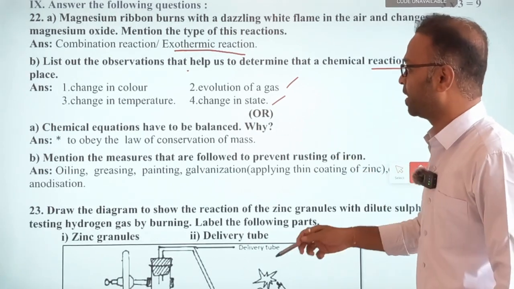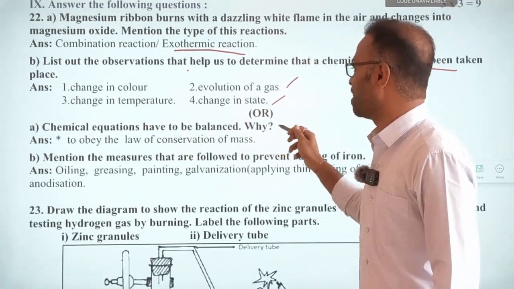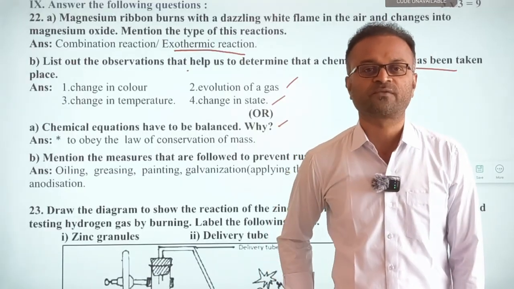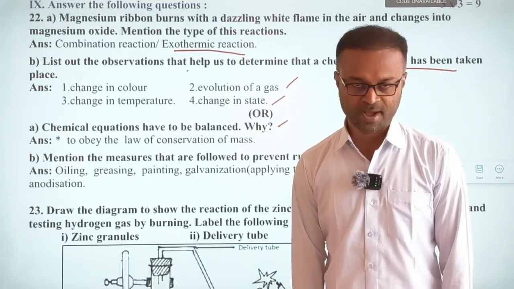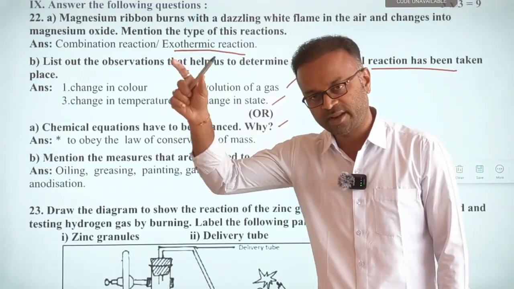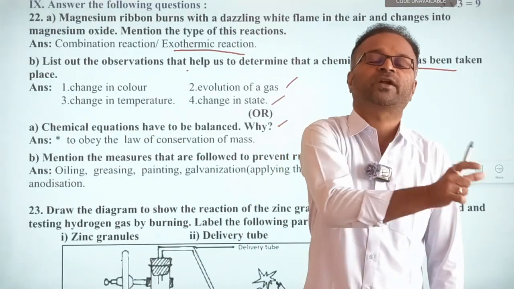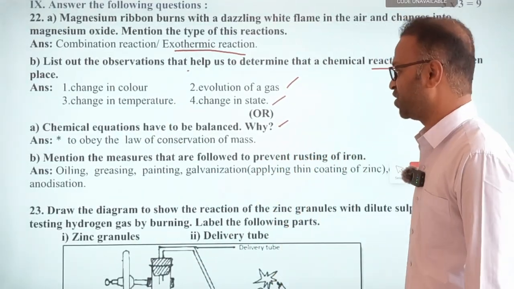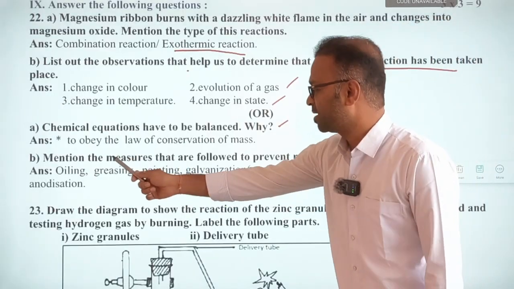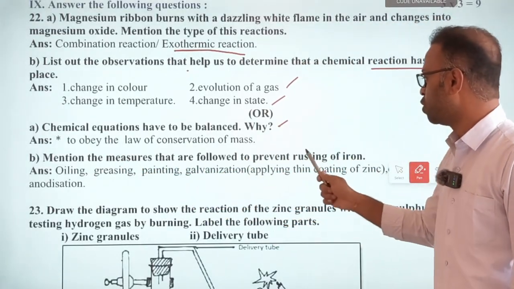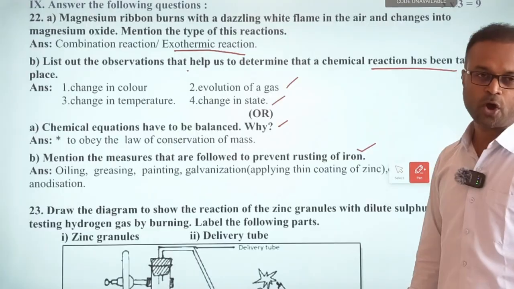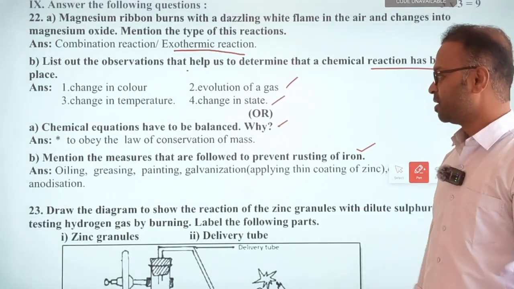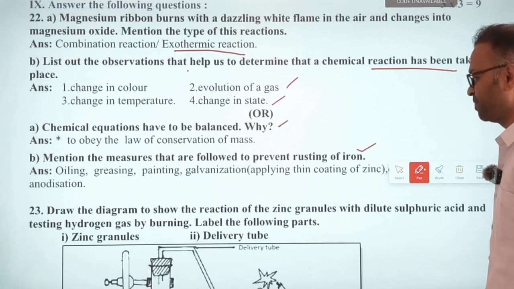Or, a given chemical equation has to be balanced. What is the reason we need to balance a chemical equation? Because we need to follow the law of conservation of mass. That means the number of atoms on the reactant side should be equal to the number of atoms on the product side. That's the reason we balance the chemical equation. Next question over here is a sub question. Mention the measures taken to prevent rusting of iron. Oiling, greasing, painting, galvanization, chromium plating are some of the measures you can take to prevent rusting.